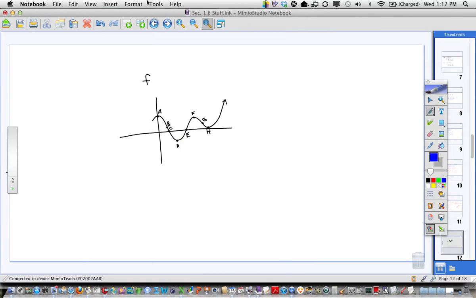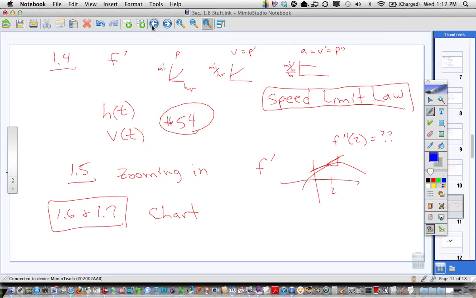Number 54 on 1.4 was this. That was the thing with the height and the velocity equations, right? The height of a ball. Now, you do not need to memorize those formulas. It would be like number 54. Problem 54, what page is that? 46. On page 46, problem 54, they give you each equation.